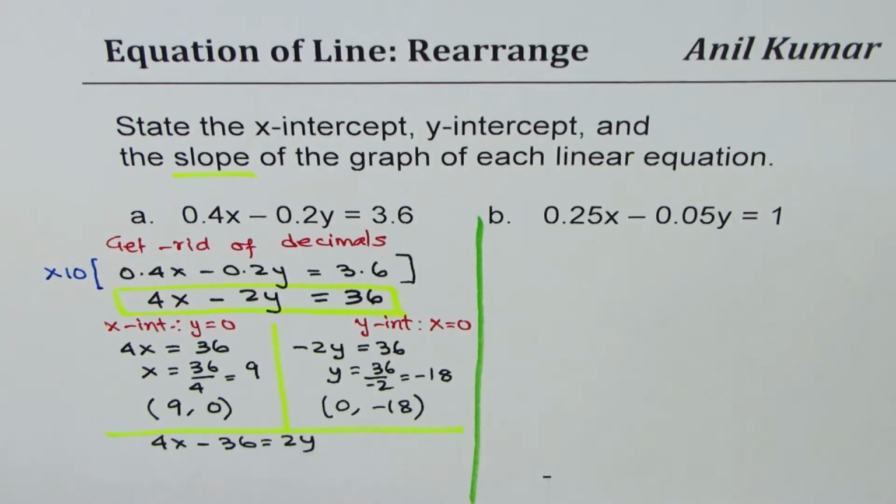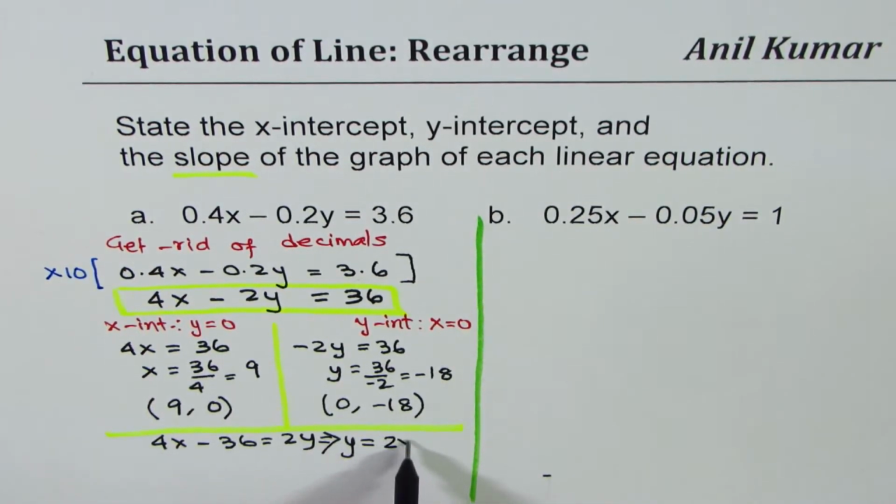Now to isolate, I have to divide by 2. Correct? So if I divide this by 2, I get y equals, dividing each by 2, 2x minus 18. How did I get that? I divided everything by 2. Do you see that? So it's only to explain you. So once I divide, 4 divided by 2 is 2, 2x. 36 divided by 2, minus 18. 2 divided by 2 is 1, so we get y equals 2x minus 18.